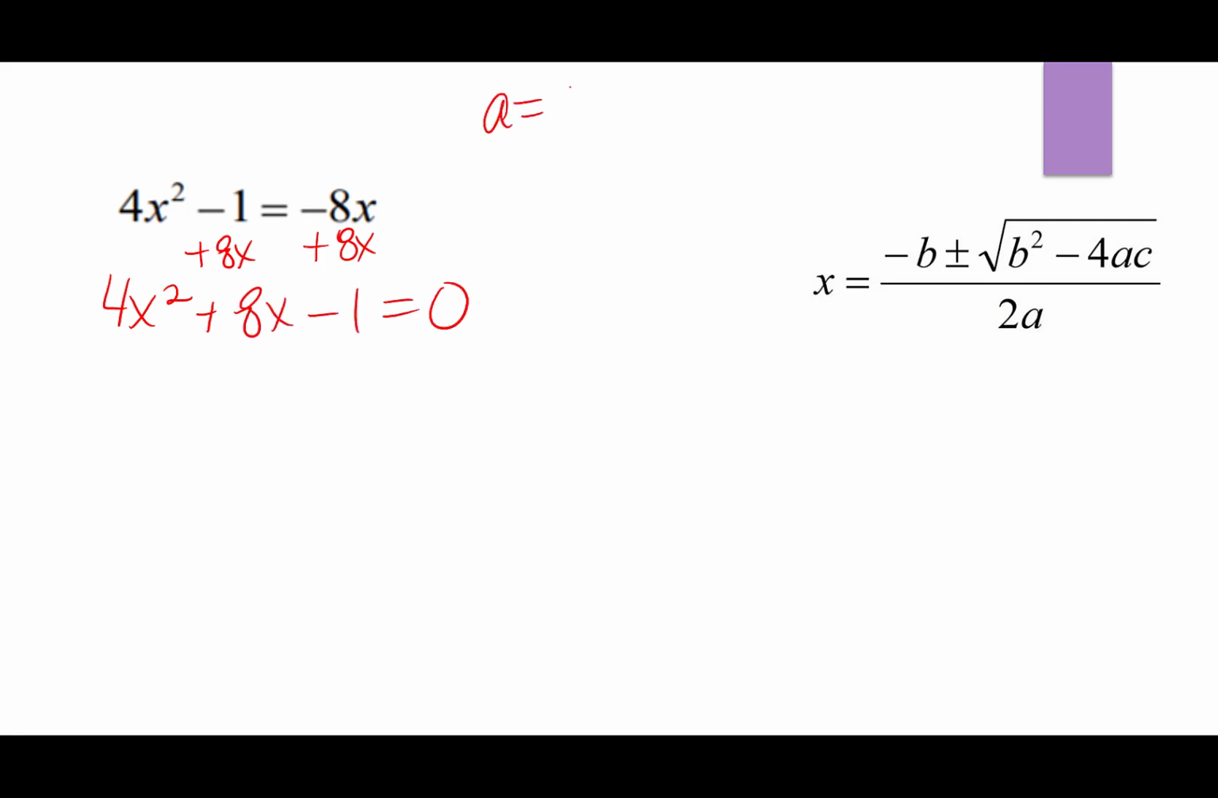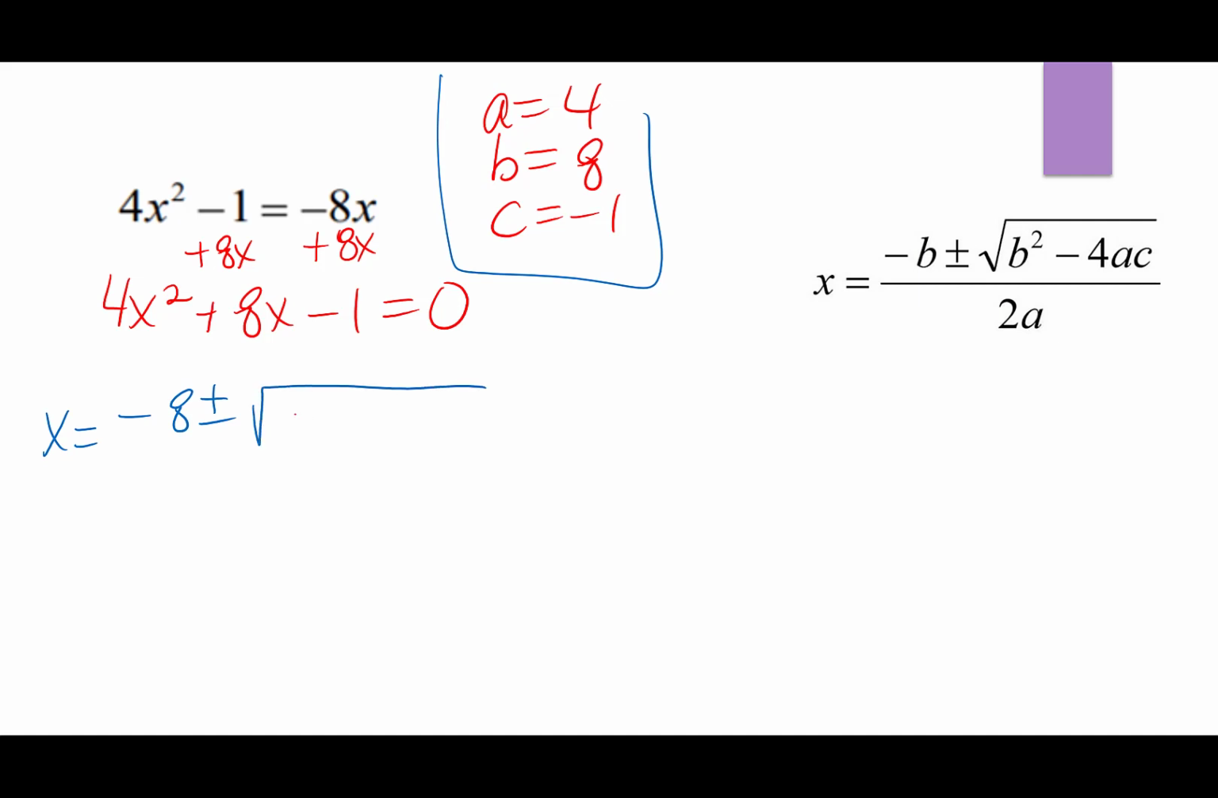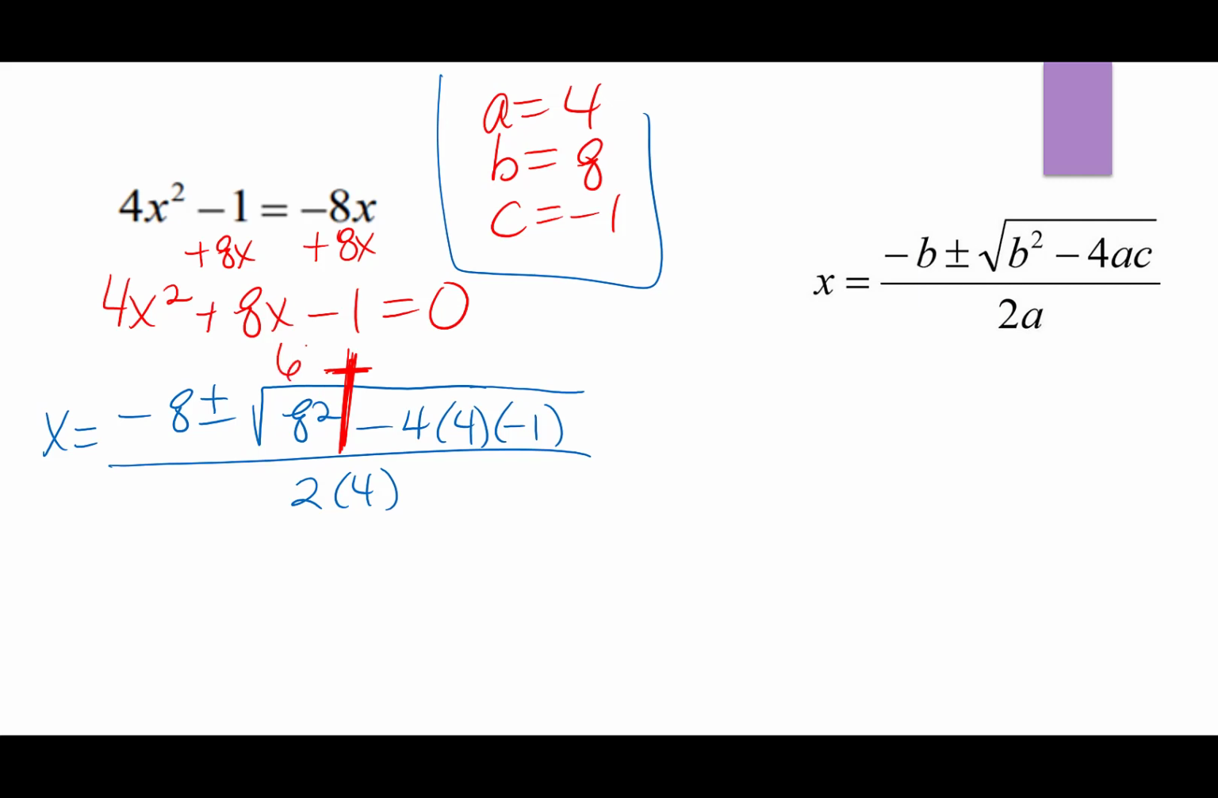Now we can say a is 4, b is 8, and c is negative 1. Okay, once we've determined our a, b, c, let's go ahead and plug it into the formula. This is negative 8 plus or minus the square root of 8 squared minus 4 times 4 times negative 1, all over 2 times 4. All right, right past the 8 squared, I want you to draw that vertical line and put a cross. 8 squared is 64. Negative 4 times 4 is negative 16. Negative 16 times negative 1 is positive 16.